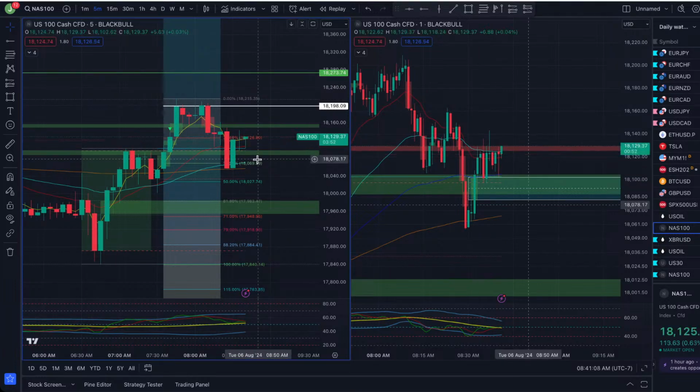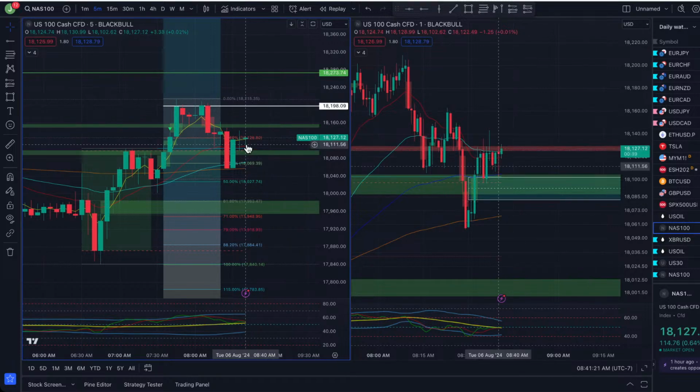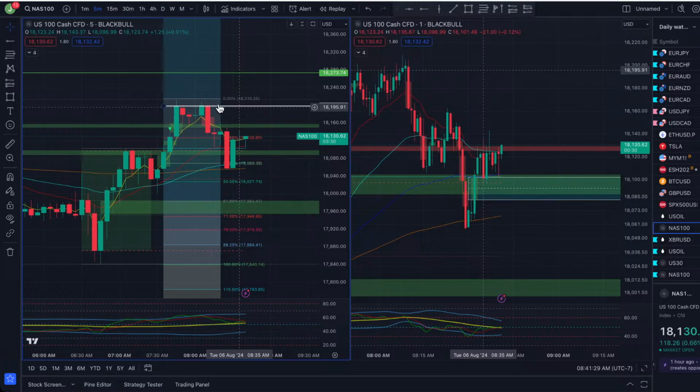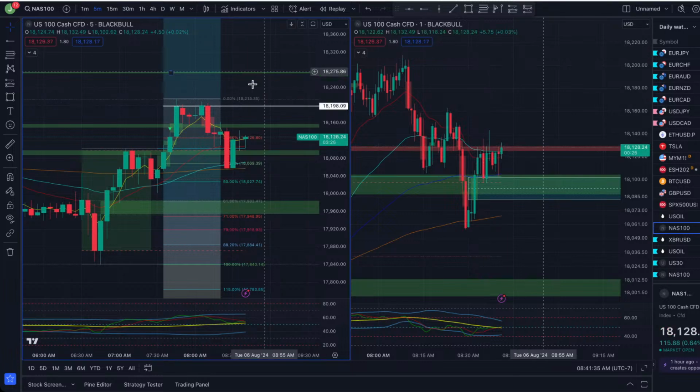Still going for this. And again, as soon as we sweep this, we will most likely conclude the session with a target of 18273 on NAS.